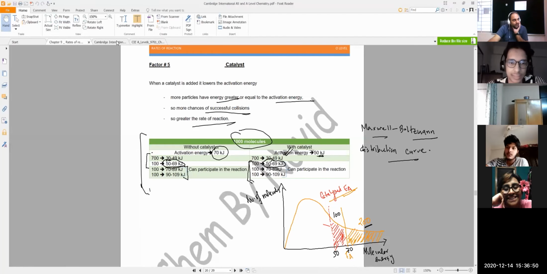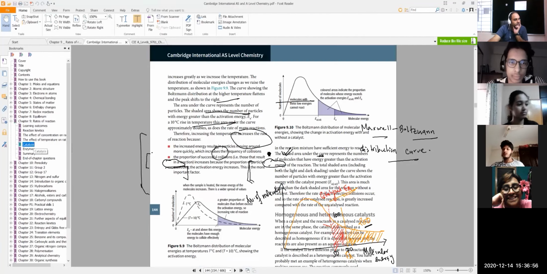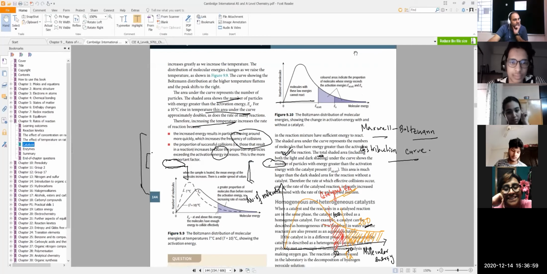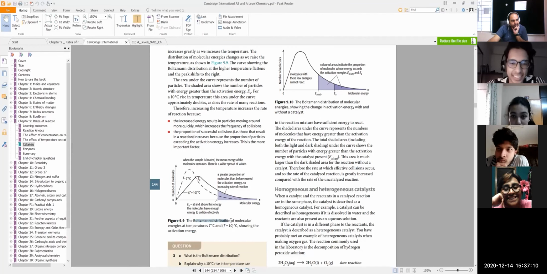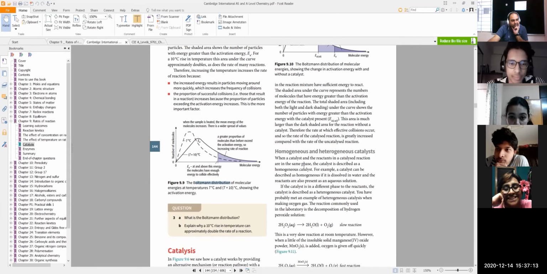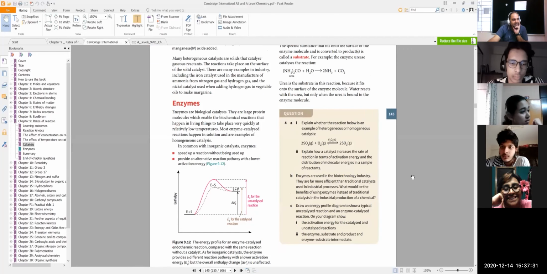Okay, so let's first go to the chapter which is there in the book. So this is the graph for the activation energy, Maxwell-Boltzmann distribution, or it's also known as Maxwell-Boltzmann distribution curve. And then we also studied about the homogeneous and heterogeneous catalyst. And we're just left with enzymes. Enzymes are biological catalyst. How do enzymes work?